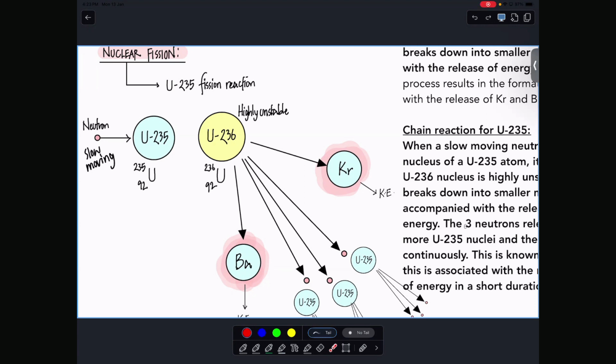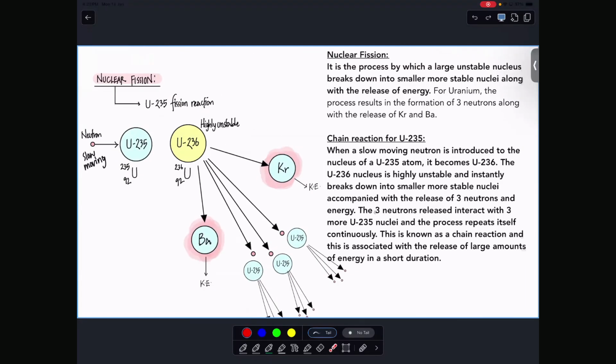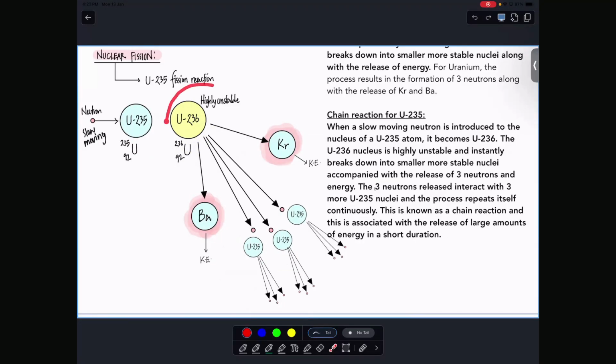Doesn't know what it is? A bit more stable, but both of them are very unstable. So at the end of the day, they will decay. This is called the chain reaction, which is highly unstable. It breaks into krypton and barium. It can break into xenon and boron. A lot of combinations out there.